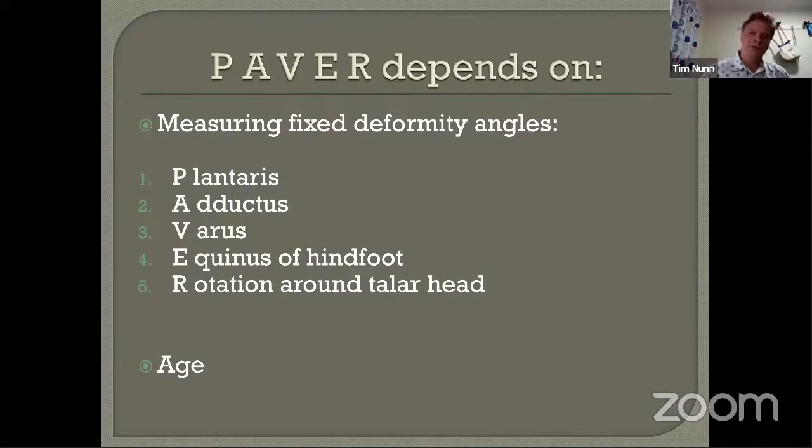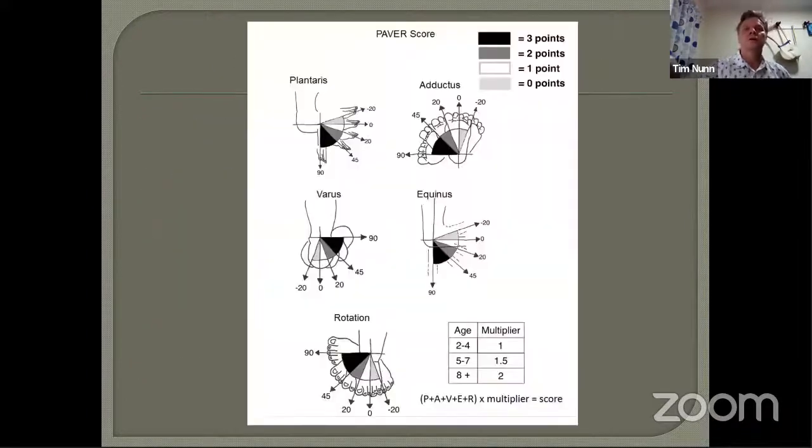We know from experience that it's not only the age of the child, but also the severity of the fixed deformity which contributes to resistance to casting. So here we have a diagram which shows these elements. Plantaris is measured, I'll show in a moment, with an example. The apex of that is around the calcaneocuboid joint. Adductus, again, the apex of that is around the calcaneocuboid joint. Varus at the hindfoot, equinus at the ankle, and rotation around the talar head.